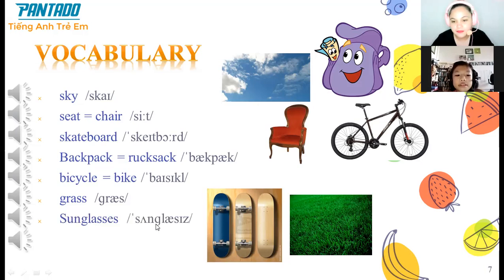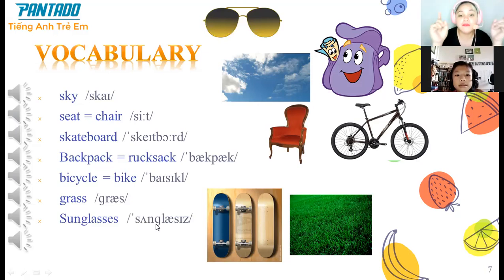Next one is? Sunglasses. Okay, so why do you think people must wear sunglasses? On eyes. Yeah, why do you think people must wear sunglasses on their eyes? Because it's very sunny. Yes, very good. Because it's very sunny, so you have to wear sunglasses for protection of your eyes, okay?